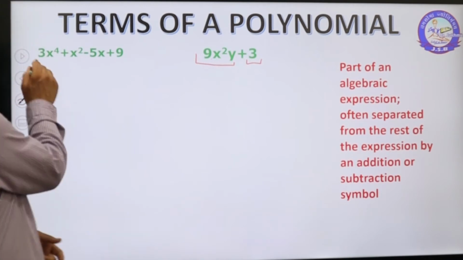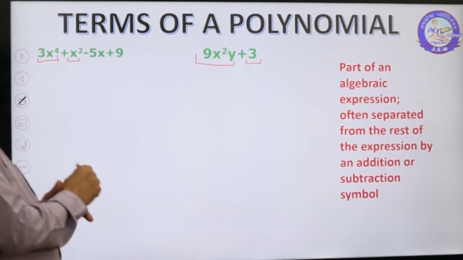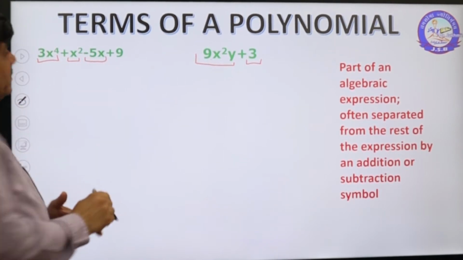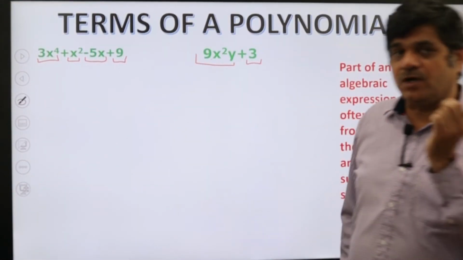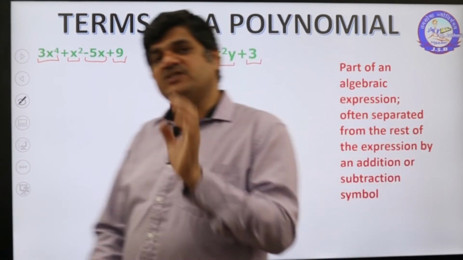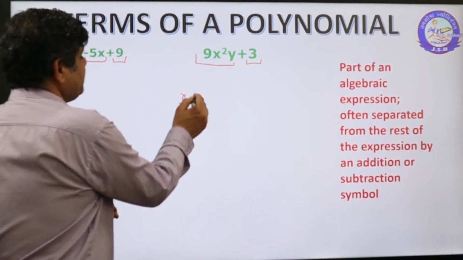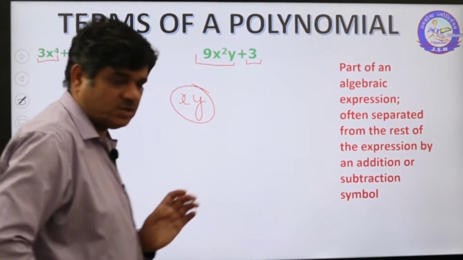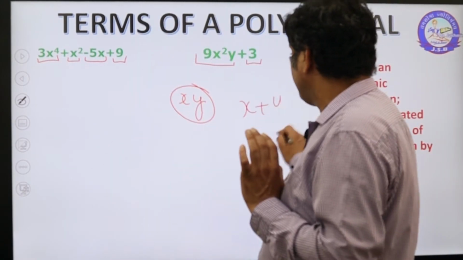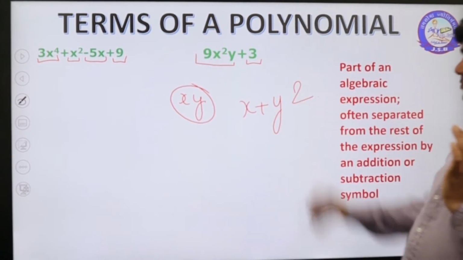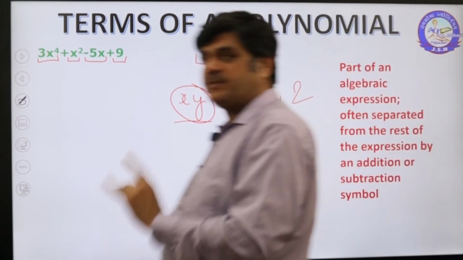If you look here, 3x to the power 4, this is one term. x square, it's the second term. Minus 5x, it's the third term. And 9 is the fourth term. So this has 4 terms. So terms of polynomials are just connected by addition or subtraction. If I say x multiplied by y, it's just one term. These are not 2 terms because x and y are not added or subtracted. But if I say x plus y, these are 2 terms. While xy, it is just one term. So terms are separated by addition and subtraction.